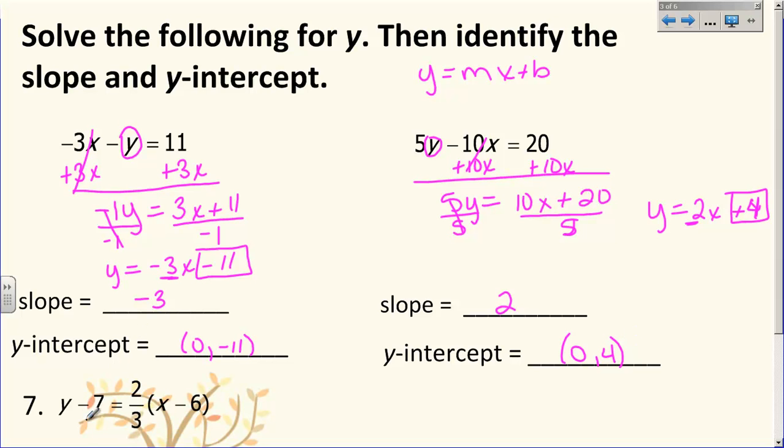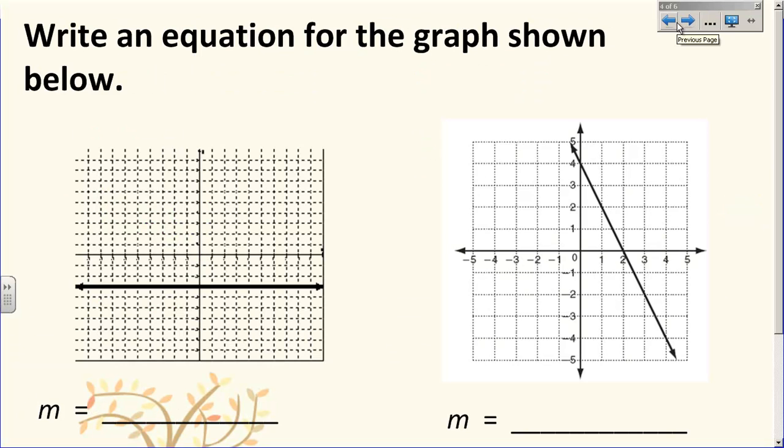Now number 7 down here, if you want to write that down and try it, that would be fabulous. You can write it down and try it, and then come back and ask me tomorrow and check it and see if you get the right answer. So let's move on and do another couple of other things.